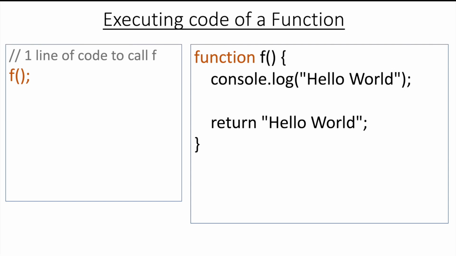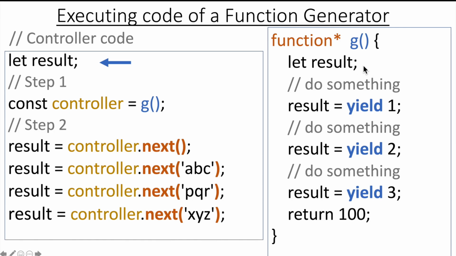Let us quickly compare how code executes within a function with how code executes within a function generator. Here on the right, we have a function f, and it has 2 lines of code. To execute the code within f, we require 1 line of code, and that is f followed by brackets. Just this 1 line of code is sufficient to execute the entire function body of f. If we want to execute the body of a function generator, we have to do at least a couple of steps. The first step is that we need to call the function generator using its name and the brackets.